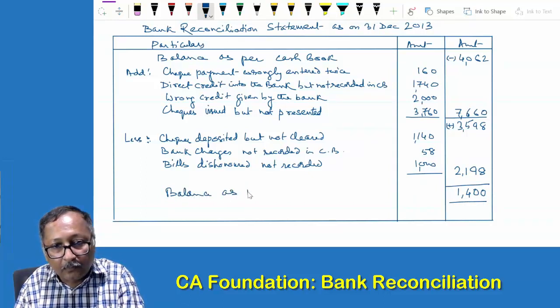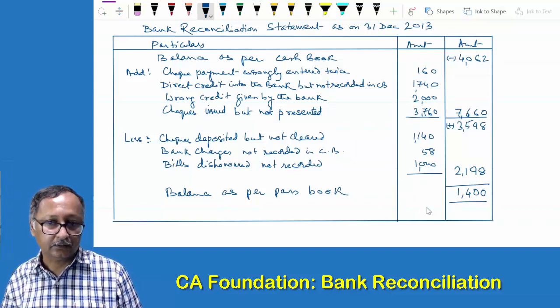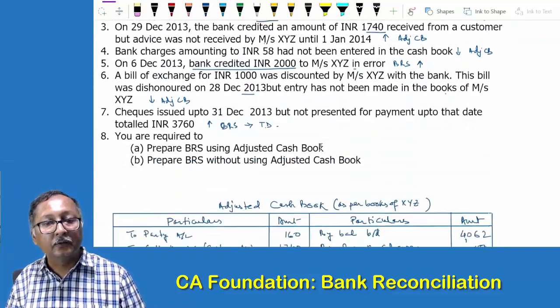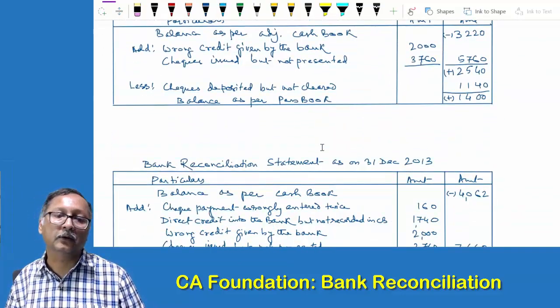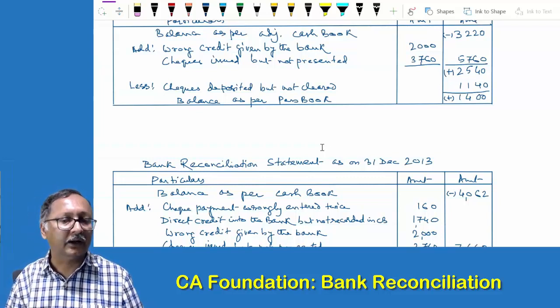Balance as per passbook. We already know that it is 1400, which is given here in the problem, 1400. So like that, you need to do the reconciliation. Whether it is required to do an adjusted cash book, you can do that. If it is not required, you can directly do that.